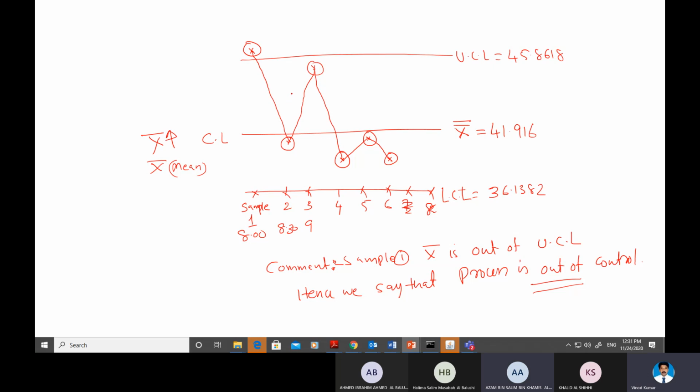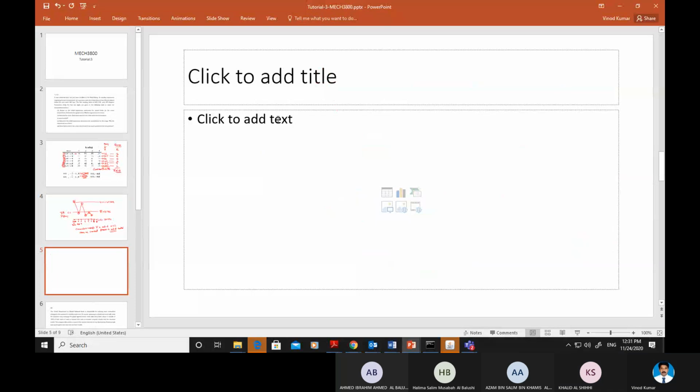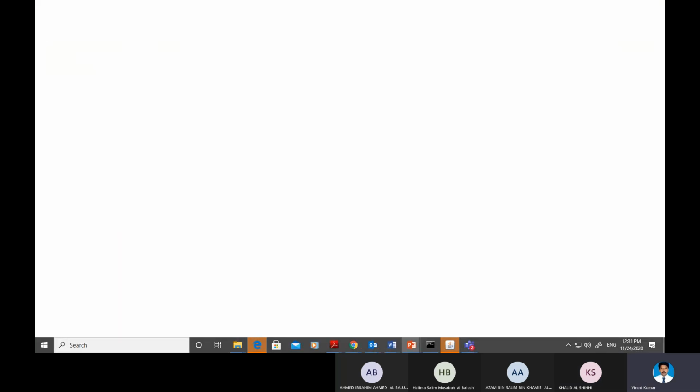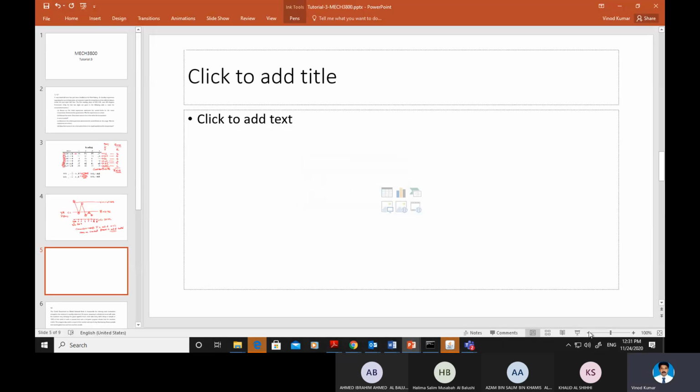Yes, doctor. Very good. Now we need to draw one more graph. What is that graph? Range. Yes, we need to draw the range chart. So very quickly we can draw it. It is better to discard this and come back. In the range chart, you have 3 lines: upper control limit, middle, lower control limit. R bar, can you give me what is R bar?